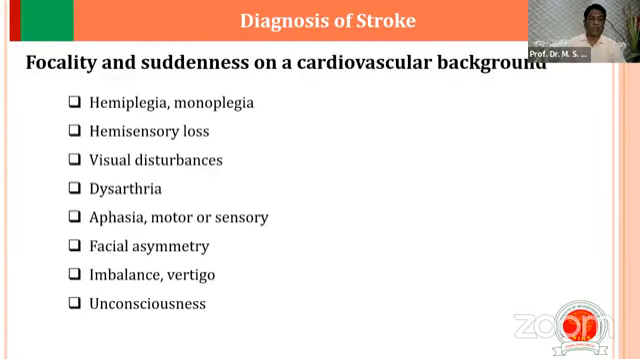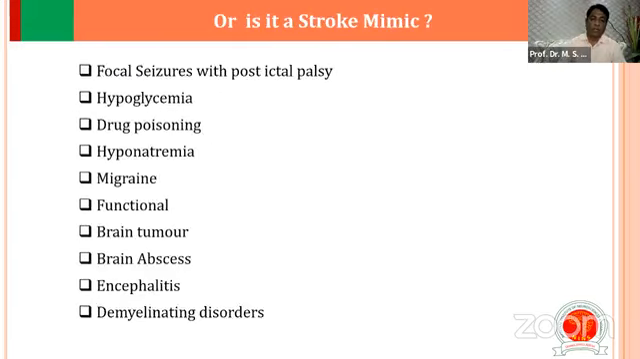The symptoms of stroke, we all know, are hemiplegia, monoplegia, dysarthria, visual disturbance, unconsciousness, imbalance, vertigo, etc. But stroke mimics include focal seizures with post-ictal palsy, hypoglycemia, drug poisoning, hyponatremia, migraine, functional disorders, brain tumor, brain abscess, encephalitis, dementing disease, etc. For a diagnosis of acute stroke, we can exclude these.